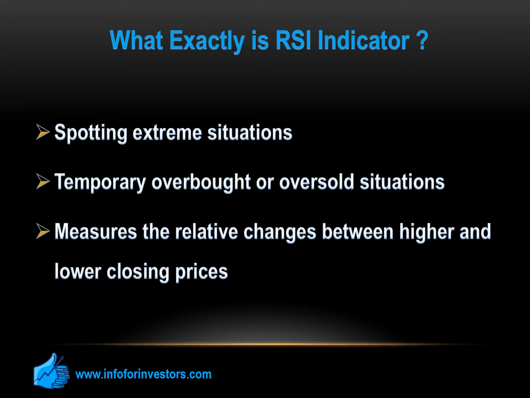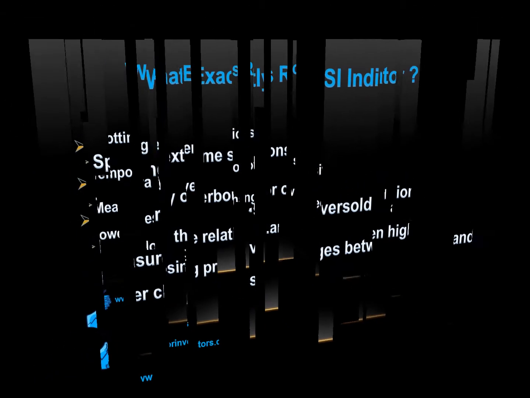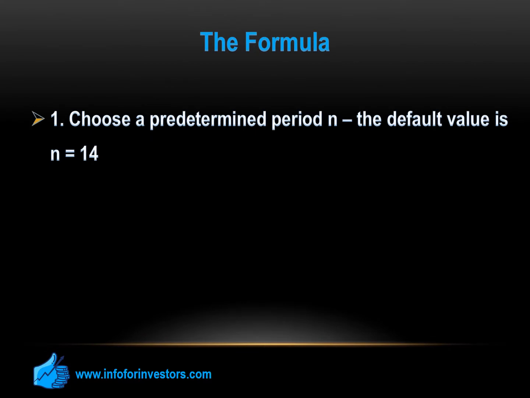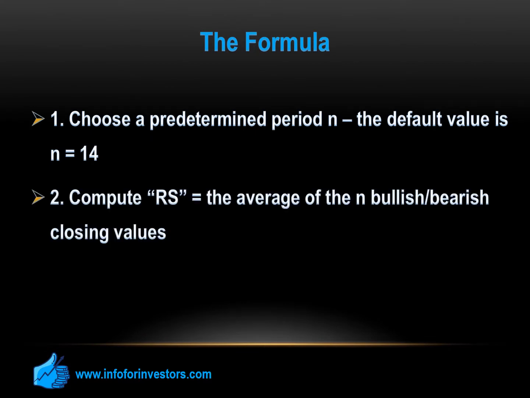To compute the RSI, use the following formula. Number 1. Choose the predetermined period, N. The default is N equals 14. Number 2. Compute RS, which equals the average of the N bullish closing values over the average of the N bearish closing values. Number 3. RSI equals 100 minus 100 over 1 plus RS. Your trading platform will do all of the computing work. It will then display the RSI indicator in the bottom part of your chart, as shown in the following chart.